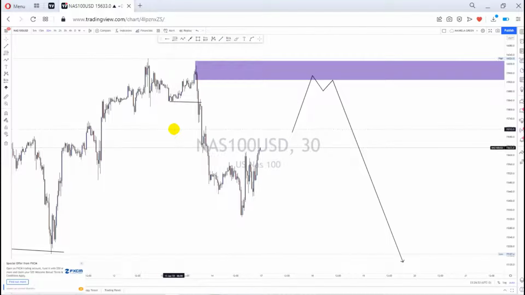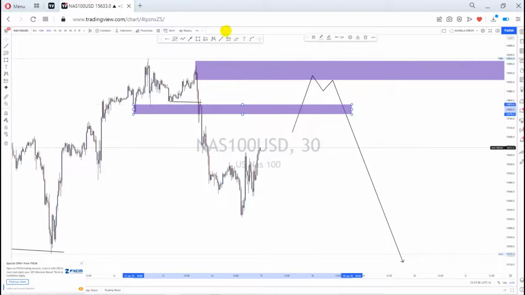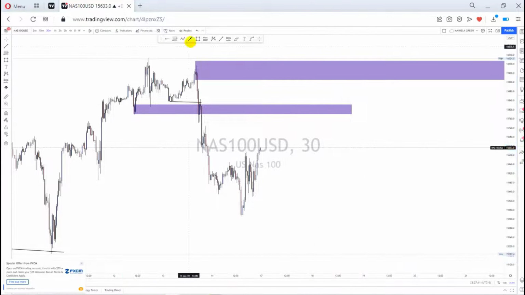As you can see, this is my break of structure. Then even if I'm using this one here, this is my mitigation block. This is my mitigation block. So they might give you something like this. Let me delete this one here. Since this is our mitigation block, then they might give us something like this.